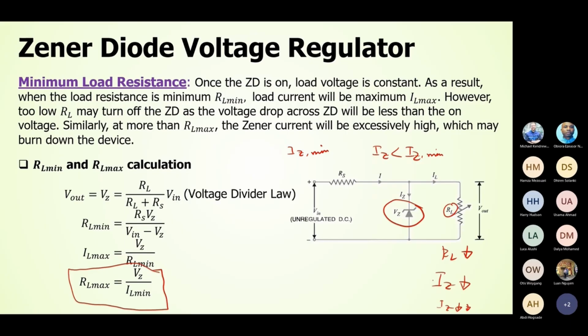For the RL max and for the RL min here, we can find the minimum and maximum value of the resistor that will ensure that our circuit is operating. If the resistor value is outside of this limit, what will happen? It will not activate the circuit, and as such the voltage regulator will not be operating.